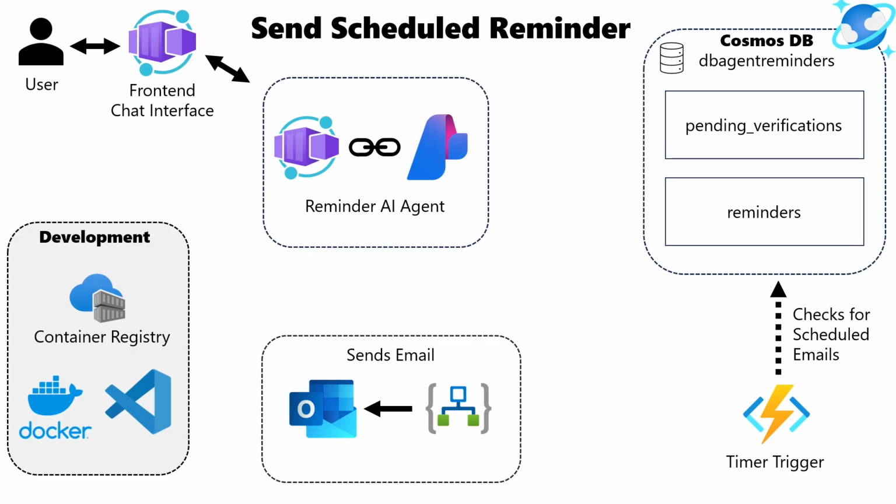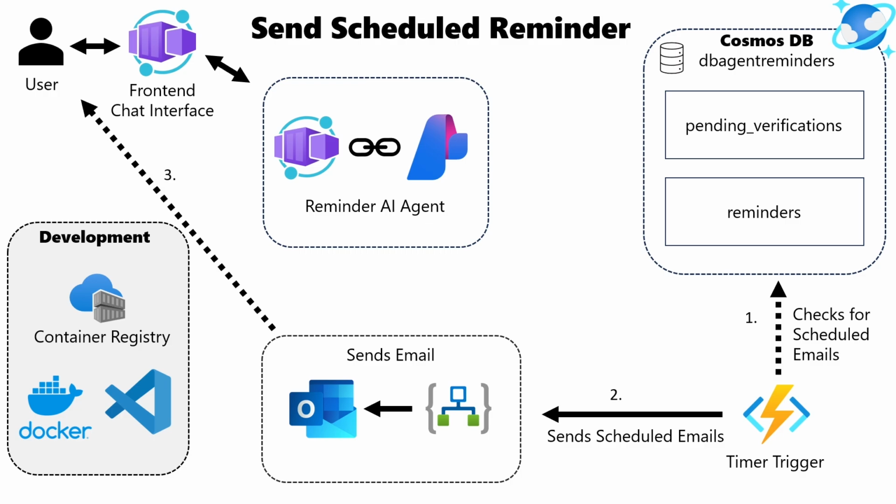Reminders stored in the Cosmos DB database are constantly pulled by a timer-triggered Azure function, checking to see if emails are ready to be sent based on their date time. Once an email is ready to be sent, it will forward it to the Azure Logic app to send the scheduled email to the specific user.